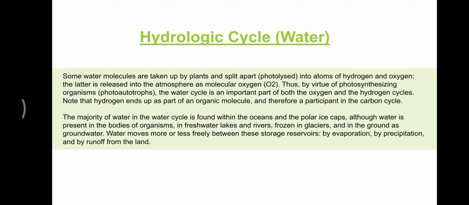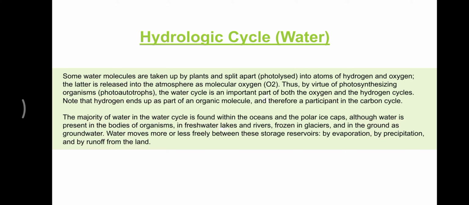Thus, by virtue of photosynthesizing organisms, that is photoautotrophs, the water cycle is an important part of both the oxygen and the hydrogen cycles. Note that hydrogen ends up as part of an organic molecule and therefore a participant in the carbon cycle.